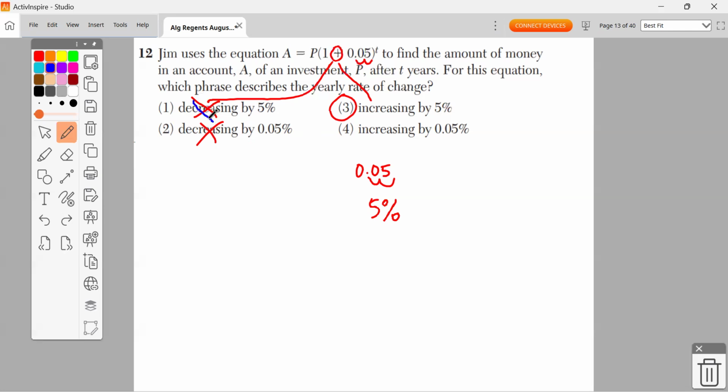Therefore, I could get rid of decreasing right away. If it was decreasing, it would be 1 minus the rate. This is 1 plus the rate, so it's going to be increasing. When we have this type of equation, that is not the percent. That's written as a decimal. To change it into a percent, because that's how our answers are, we would have to move the decimal point over 2 places to the right. So that's really increasing by 5%.